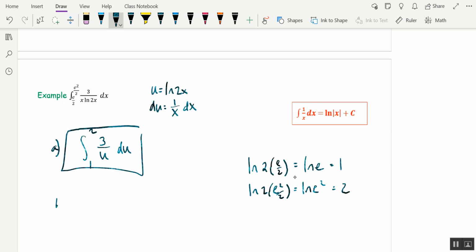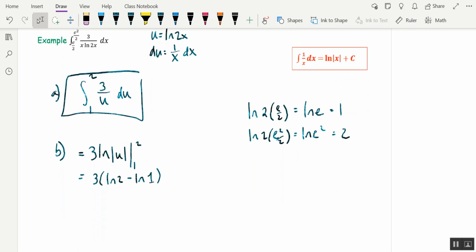I'll give that an A. B will be to evaluate. Okay, so this is equal to, 3 is a constant again, so 3 ln absolute value of u between 1 and 2, which is 3 ln 2 minus ln 1. But again, ln of 1 is 0, so our final answer is 3 ln 2. All right, and that's it.